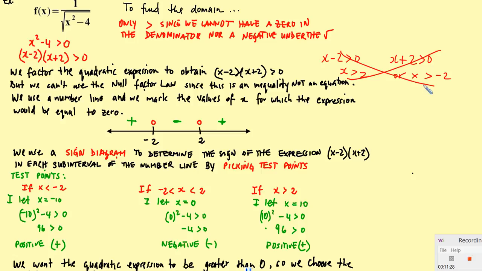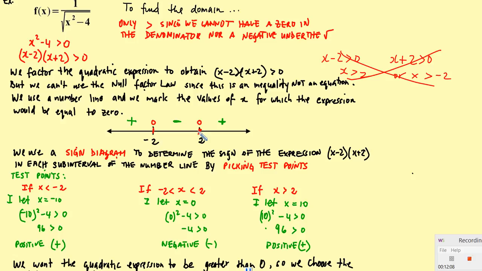So what we have to do at this point is use something called a sign diagram. We use a number line and we mark the possible values of x for which the expression could be equal to 0. And we know the numbers where it could be equal to 0 would have to be 2 and negative 2. So I start by placing negative 2 and 2 on my number line.